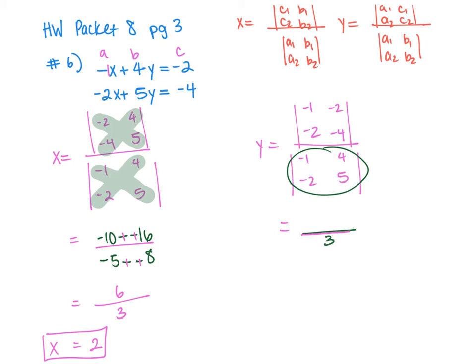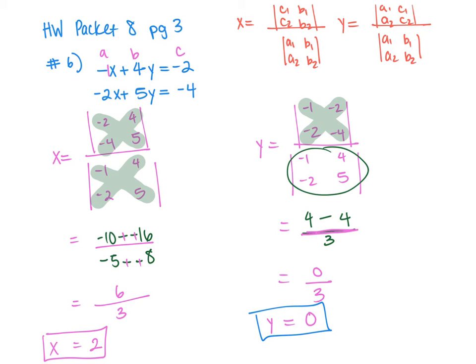And then for the top part, I'm going to have to solve it out. So again, I have to multiply diagonally. So negative 1 times negative 4 gives me positive 4 minus negative 2 times negative 2, which gives me positive 4. So in this case, the top here is going to end up being 0 divided by 3. When 0 is on top, this ends up being 0, so y equals 0. So it looks like x equals 2, y equals 0.